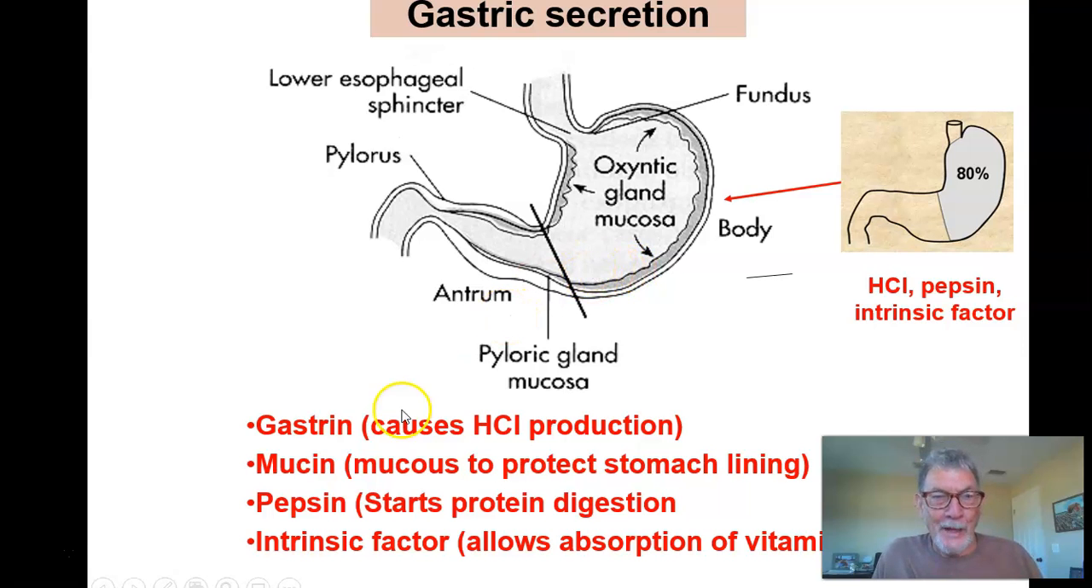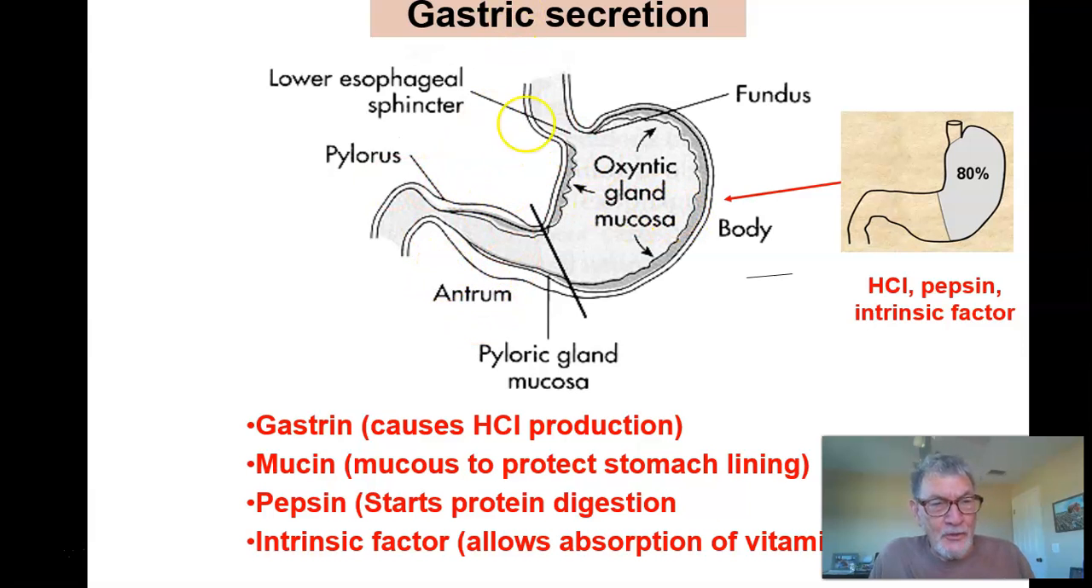You also make pepsin, which we'll see in a second. Pepsin is your first digestive enzyme for proteins. So you made salivary amylase to start starch digestion in your mouth, in your saliva, and then in your stomach, you make the first digestive enzyme for proteins, the first protease.